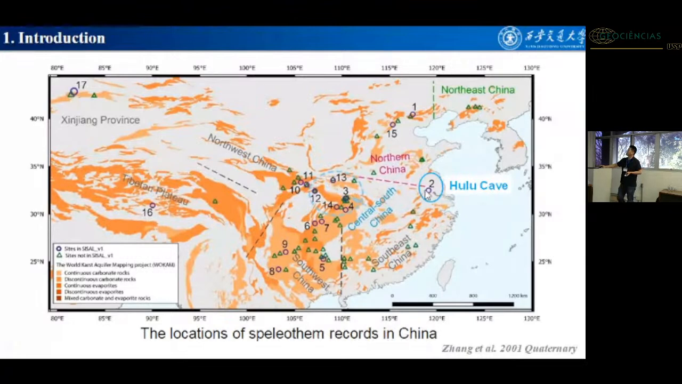So this cave is the location of Hulu Cave. It's from eastern China. And this location is Sanbao Cave. And Dongge Cave is from here. So these three caves are the most famous caves in China.